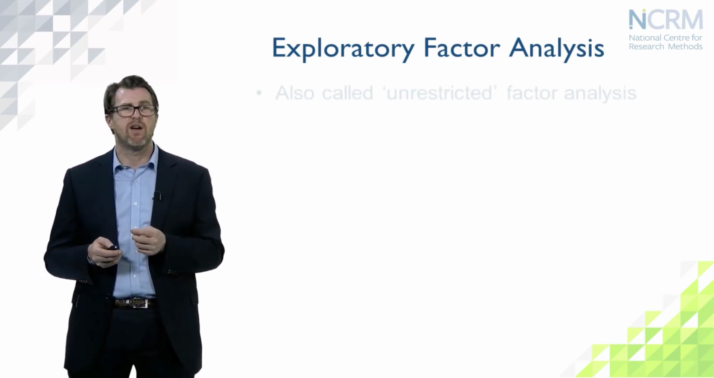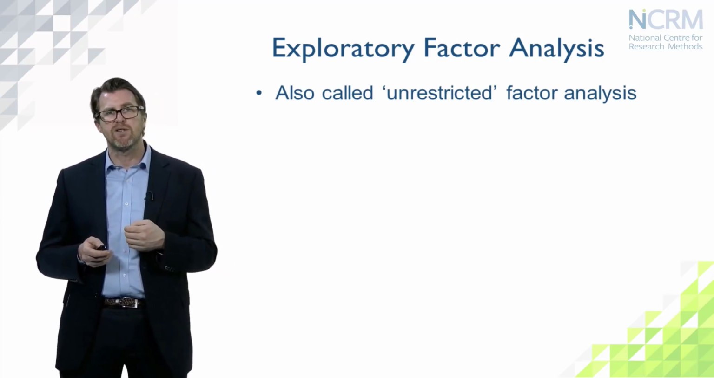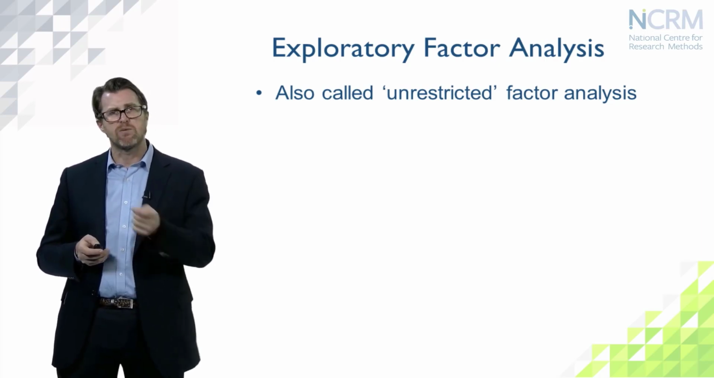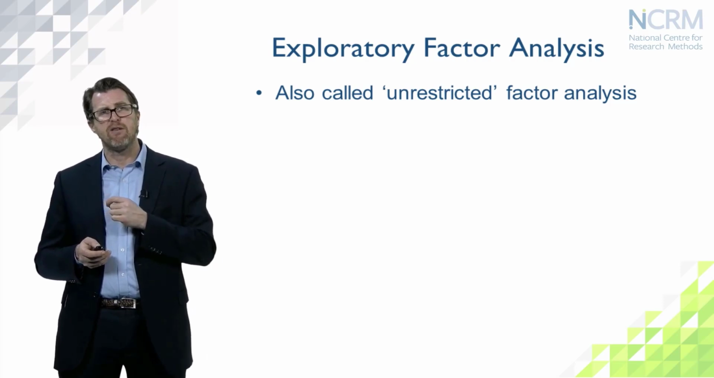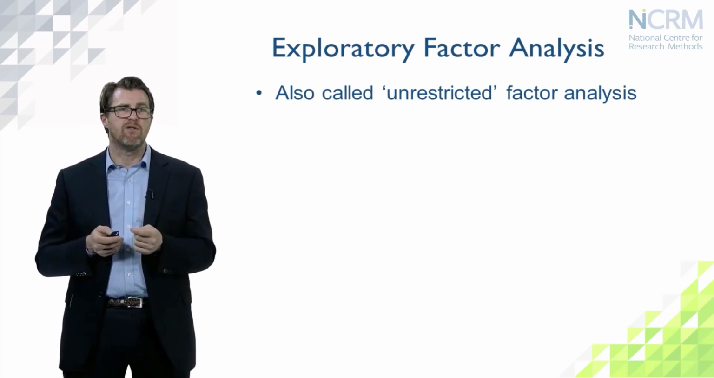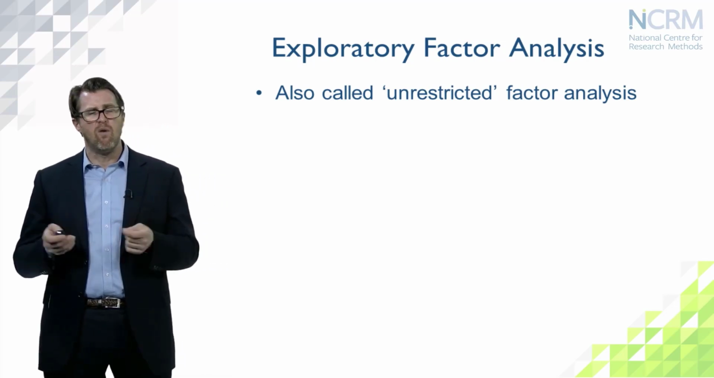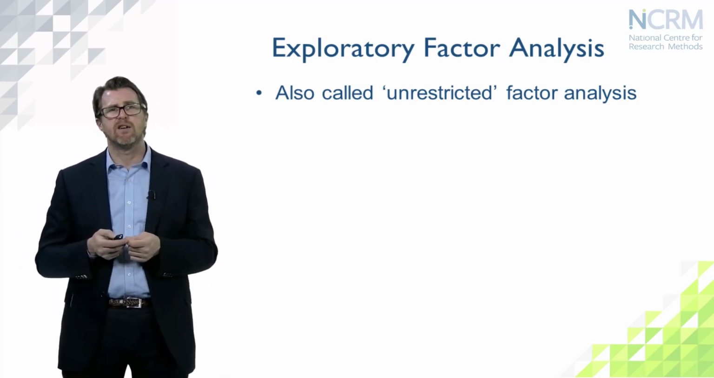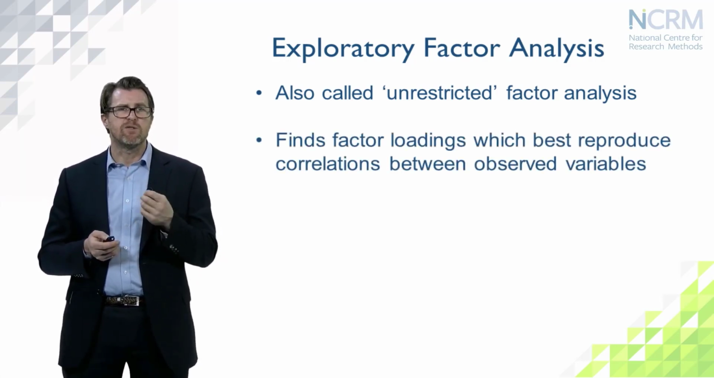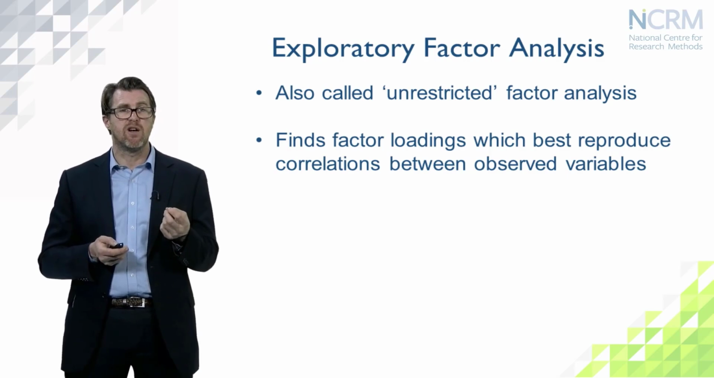compared to EFA. So the exploratory factor model is also referred to as the unrestricted factor model, or unrestricted factor analysis, because, as we'll see when we get to looking at CFA, CFA does place restrictions on the variance-covariance matrix, whereas EFA doesn't do this. EFA, or principal components analysis, which is a similar technique, finds the factor loadings which best reproduce the correlations that are observed between the observed variables in our model.